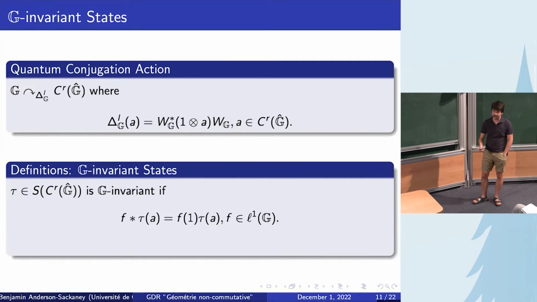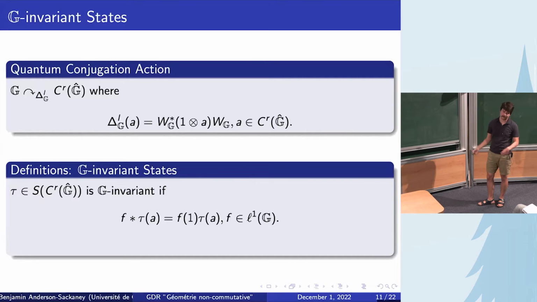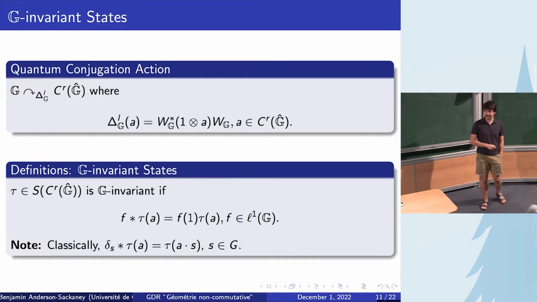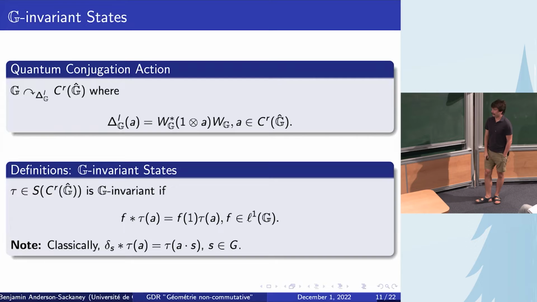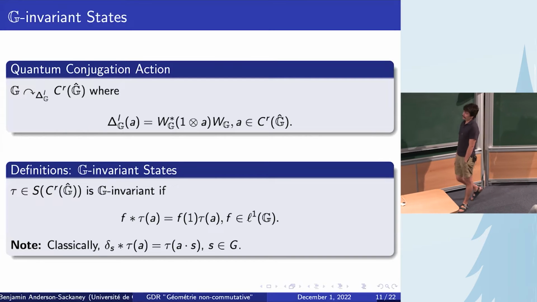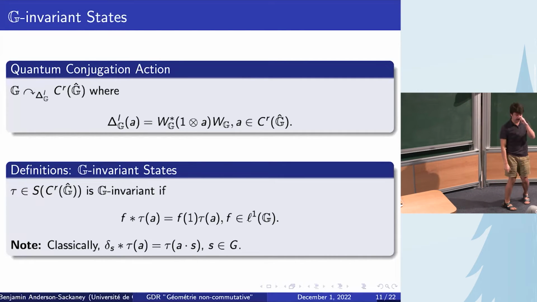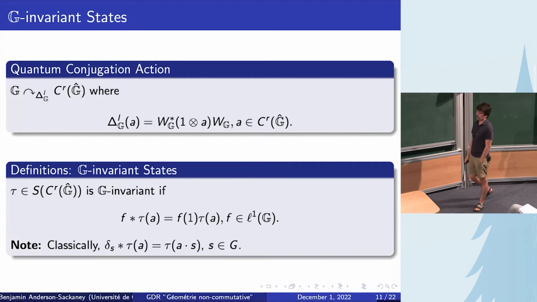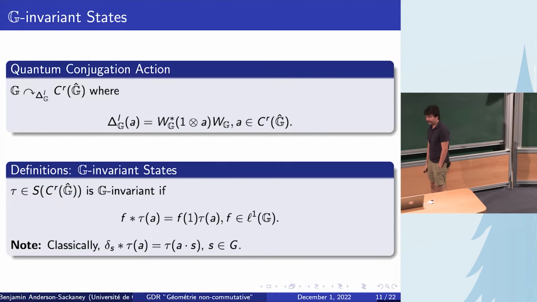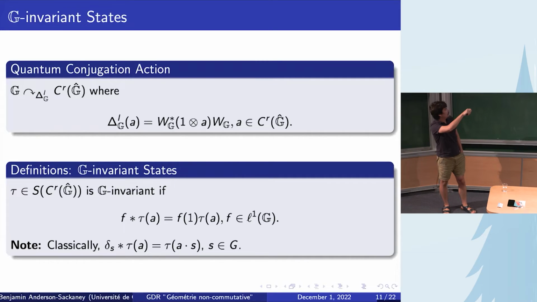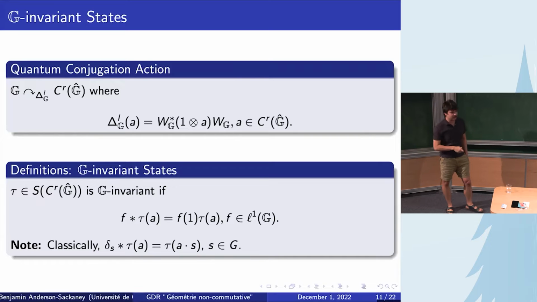And so with this, we can talk about G-invariant states. And a state is G-invariant if it's invariant with respect to convolution by this quantum conjugation action. Okay? And in the classical case, this recovers the definition of G-invariance in that case, where you're just convolving by point mass measures, which corresponds to doing that with the conjugation action. Okay? So what I'm interested in talking about then is comparing tracial states with G-invariant states, where what I mean by G-invariance is this condition.